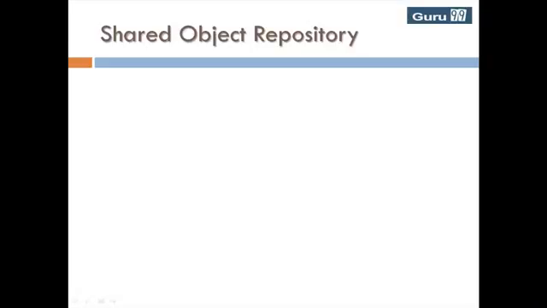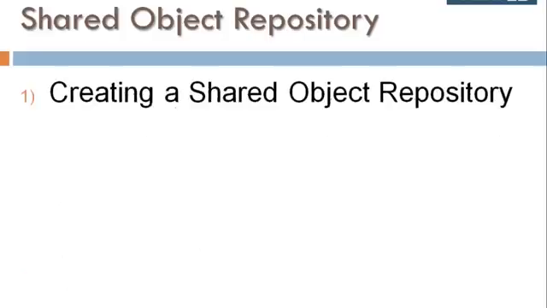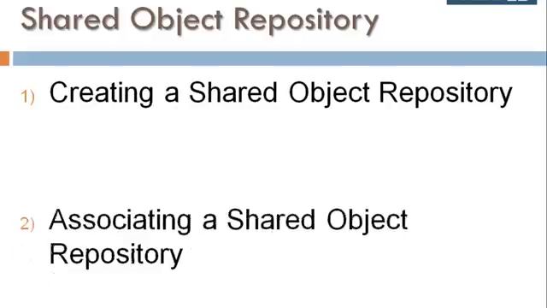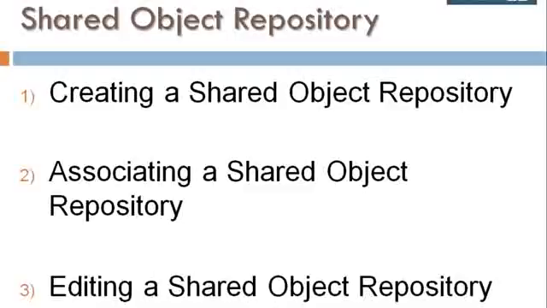Now, let's look into the 3 main steps involved in shared object repository. Step number 1, creating a shared object repository. Step number 2, associating a shared object repository. Step number 3, editing a shared object repository. Let's look into them one by one.